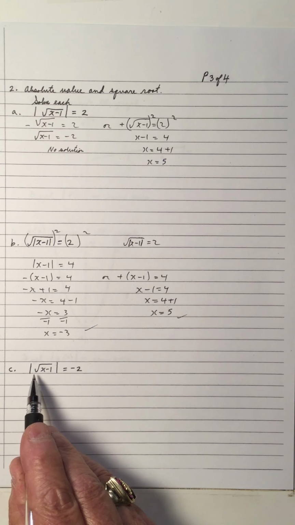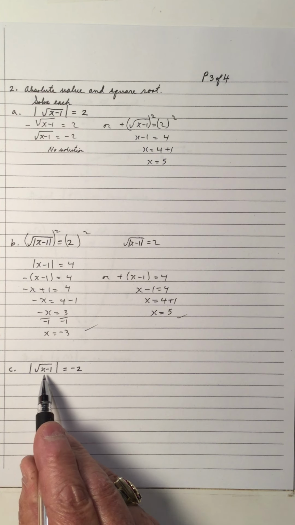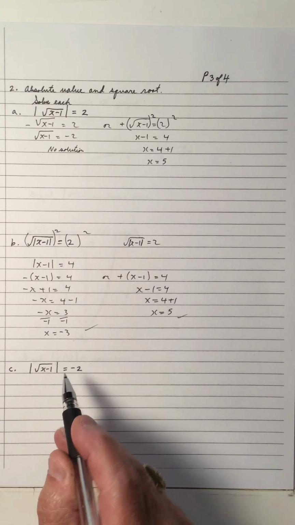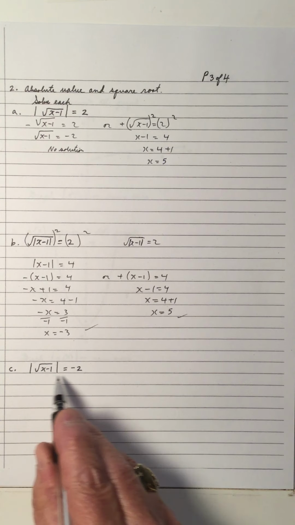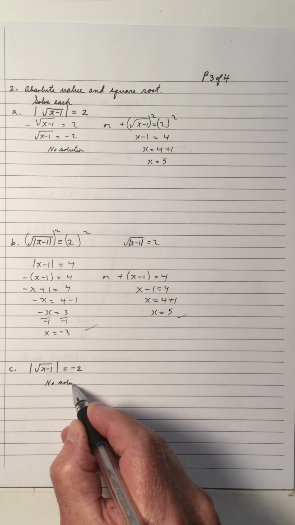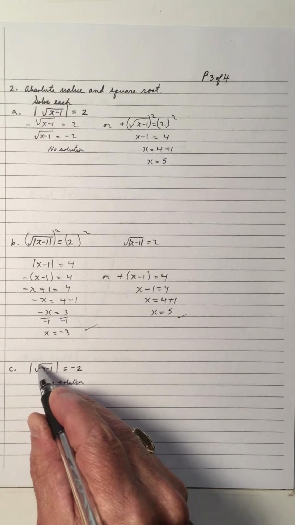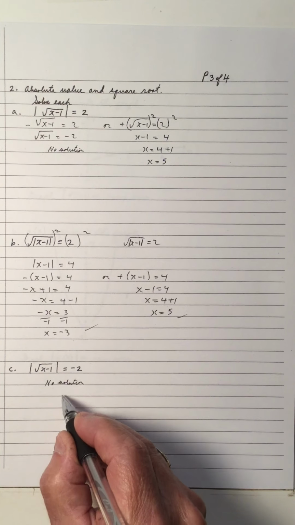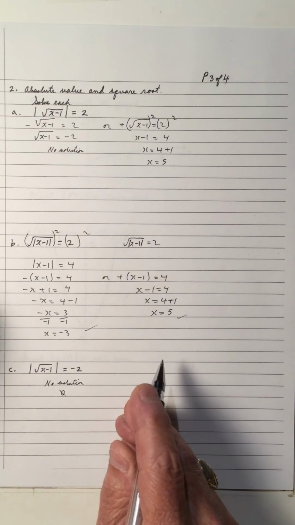And the absolute value of the square root of x minus 1 equals negative 2. So the absolute value is never negative, so there's no solution to this. The absolute value of no matter what this is, it should always be positive, so there's no solution to this equation.